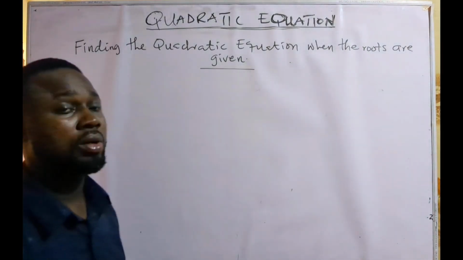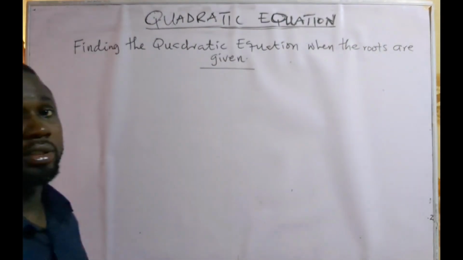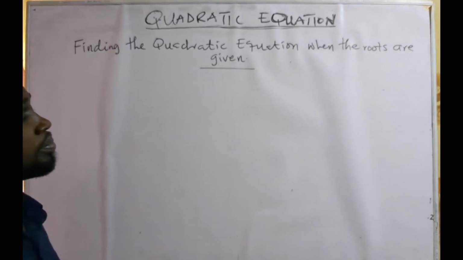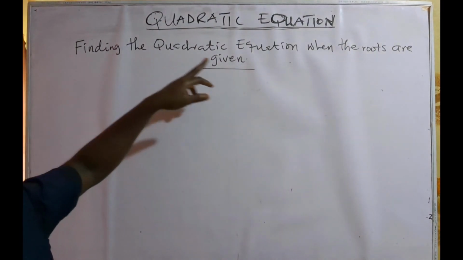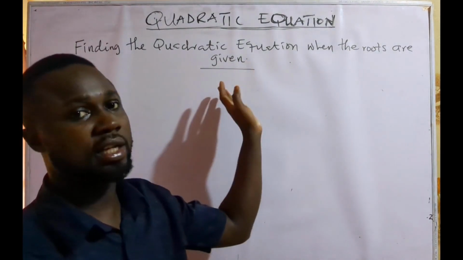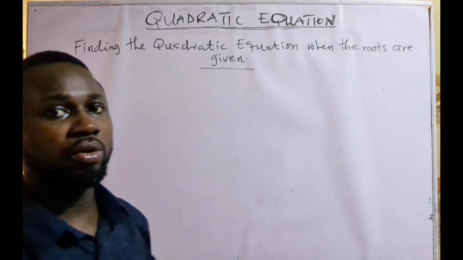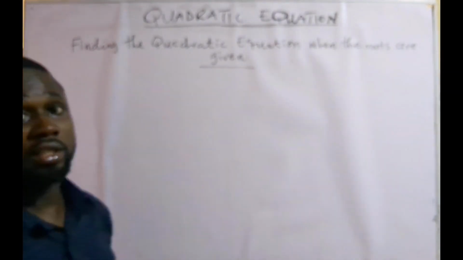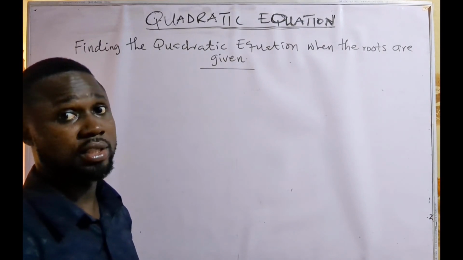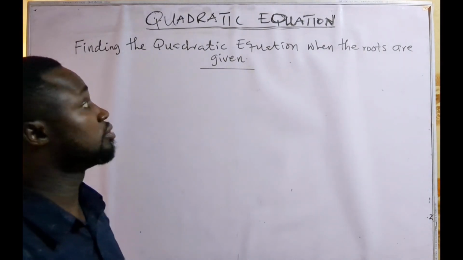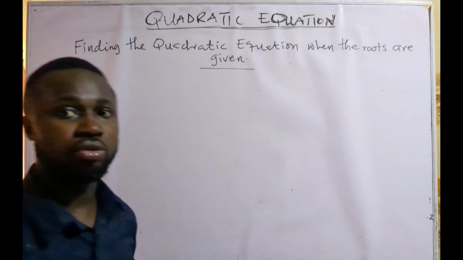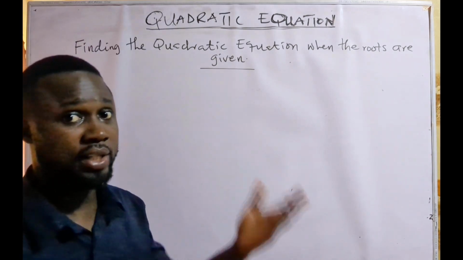Hello, welcome to another session of our class on quadratic equations. Today we are going to look at how we find the quadratic equation when the roots are given. We know the roots are what? The two values that satisfy a quadratic equation. So when we are given the roots, can we also obtain the quadratic equation?